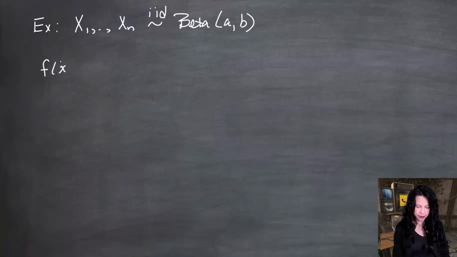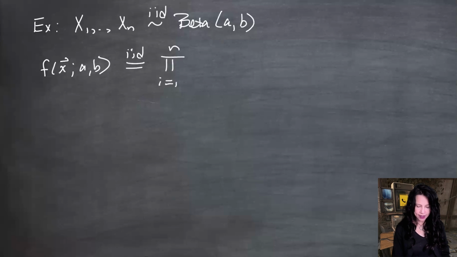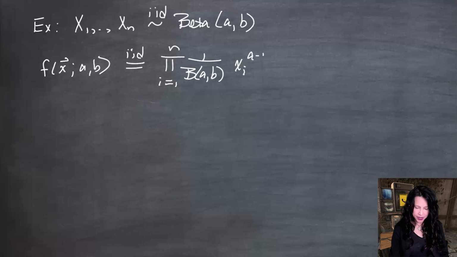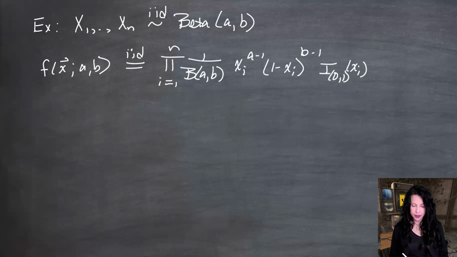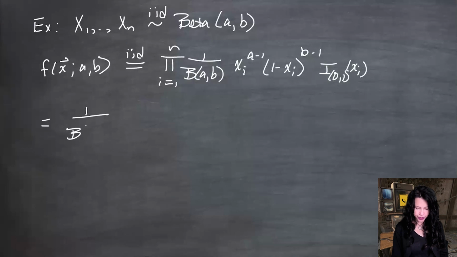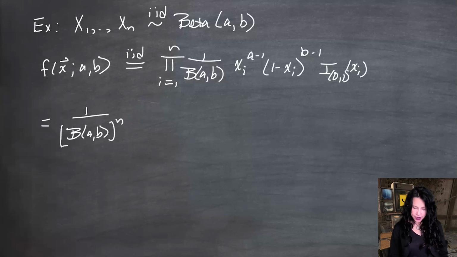The joint PDF, because we have IID stuff, is the product as i goes from 1 to n of this thing called a beta function in the denominator, and then xi to the a minus 1, 1 minus xi to the b minus 1, and an indicator saying that each xi is between 0 and 1. Don't worry if you don't know the beta function. We've got 1 over this beta function to the nth power. I'm going to write this down here first.